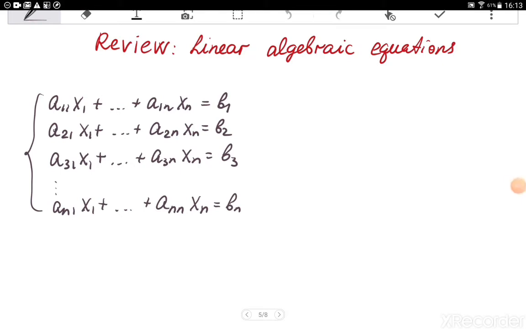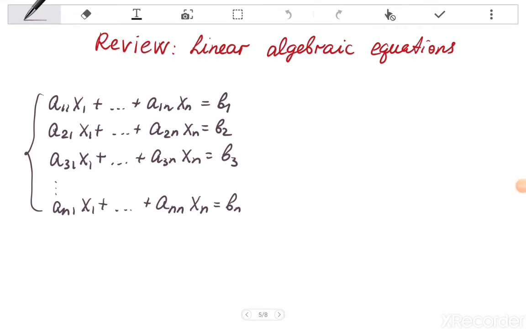This is the second part of the second lecture of week 12. And in this part, I'm going to review some aspects of linear algebra and in fact of systems of linear equations and how we solve the system of linear equations.